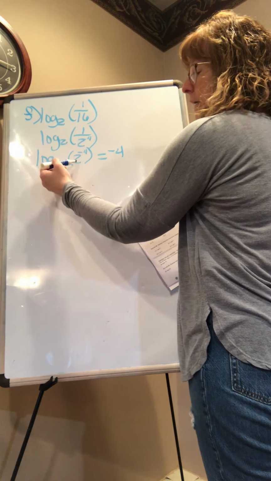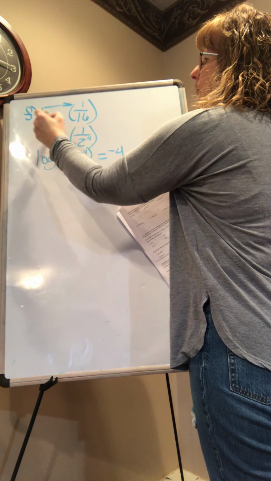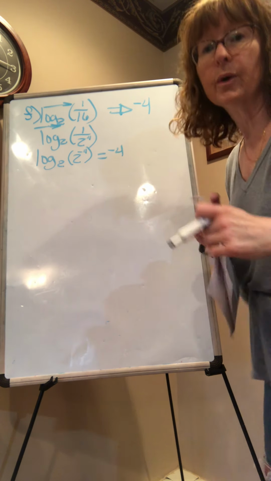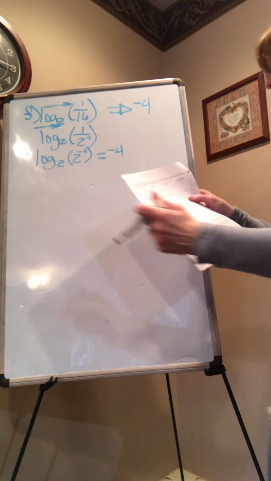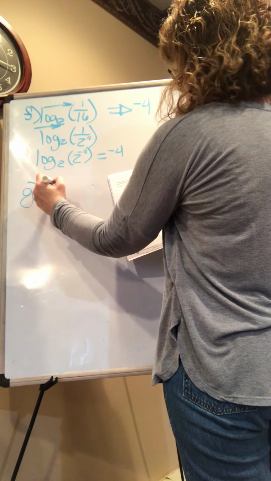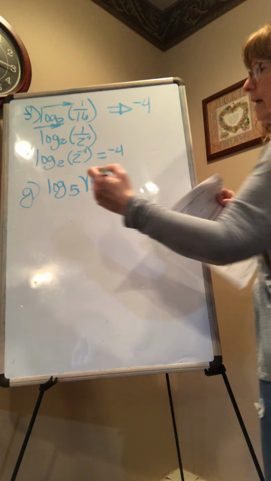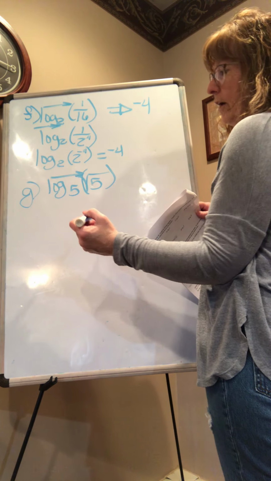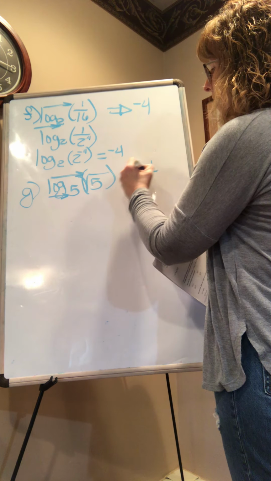So algebraically, you could have used your exponents, or again, typed it in right away, went straight to -4. Please know how to do both. It's always important to know how to do things more than one way. G is using the radical. Log base 5 of the square root of 5. Now again, use your calculator. Type in the log of radical 5 divided by the log of 5. You're going to get 1/2.